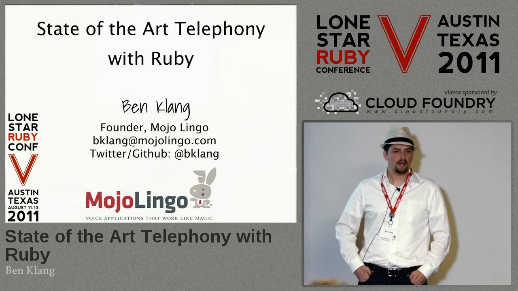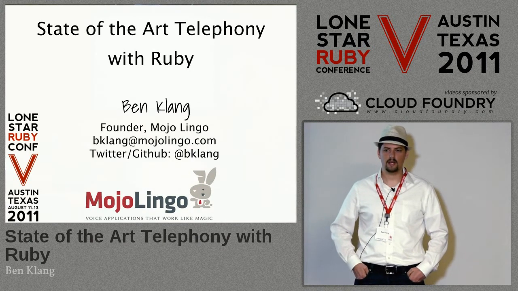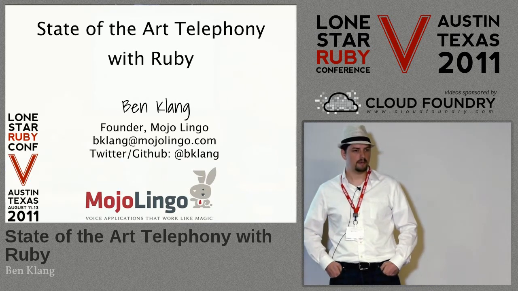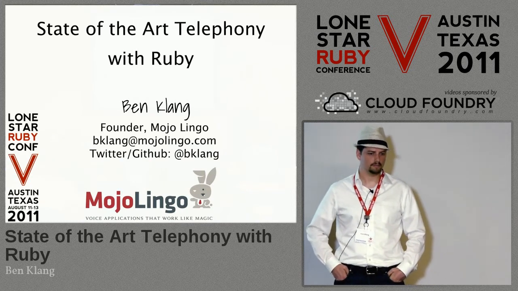My name is Ben Klang. I'm the founder of Adhearsion, a company out of Atlanta, Georgia. We build voice applications. And I'm here to talk to you today about state-of-the-art telephony with Ruby.